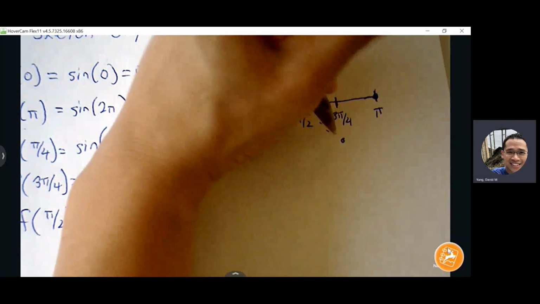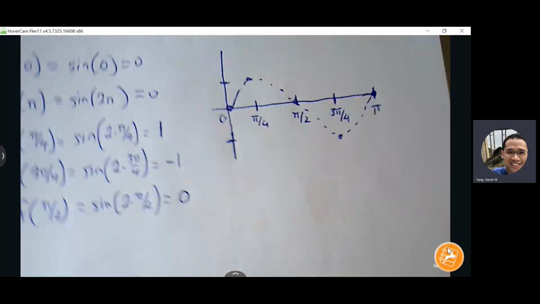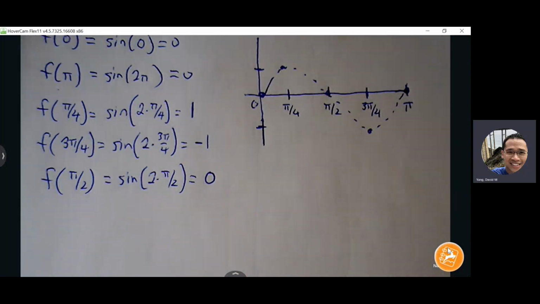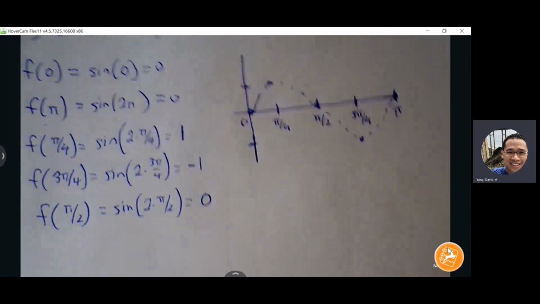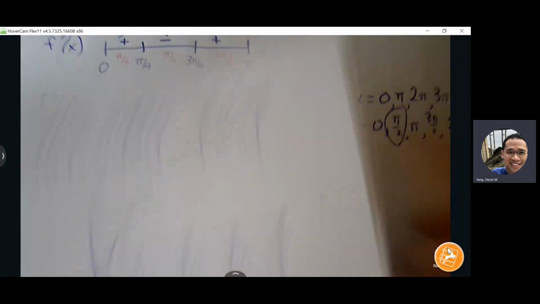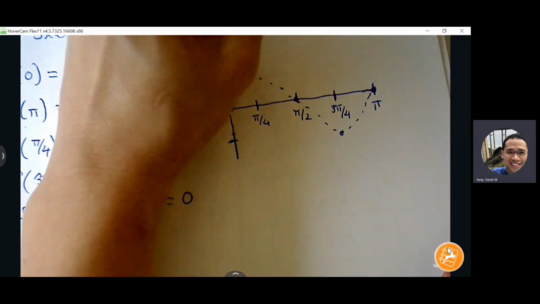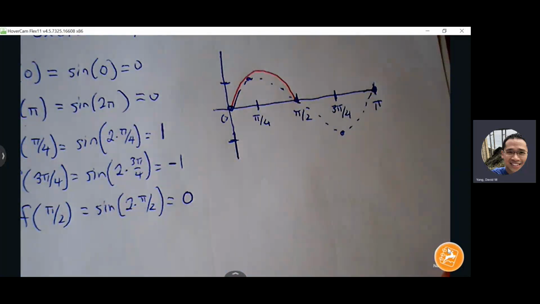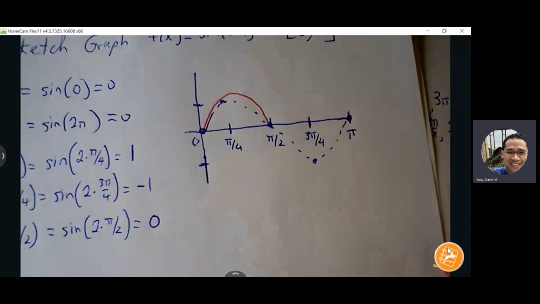I like to do it in two graphs, just get my graph going and then fill in the concavity next. I know initially it is going to start off as concave down. So I get that concave down shape here. At pi over 2 it is going to switch back to concave up.